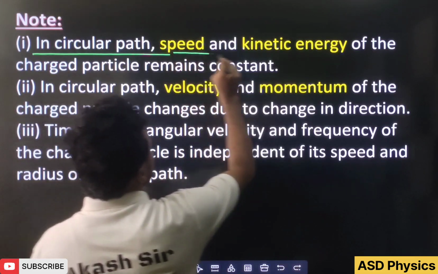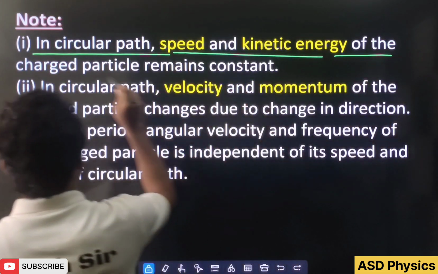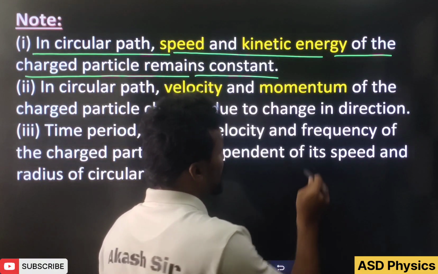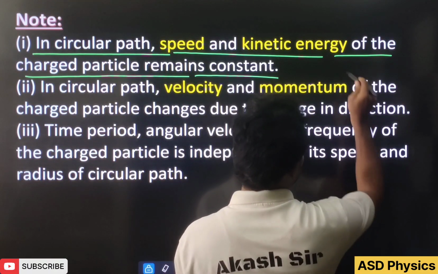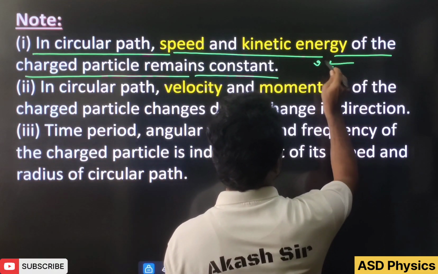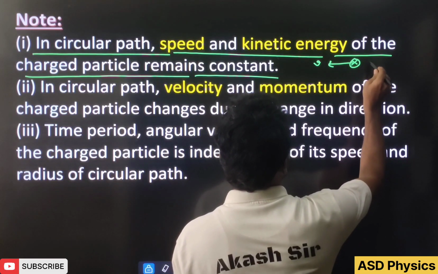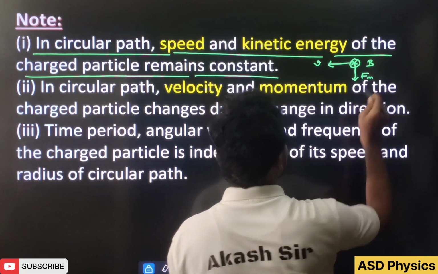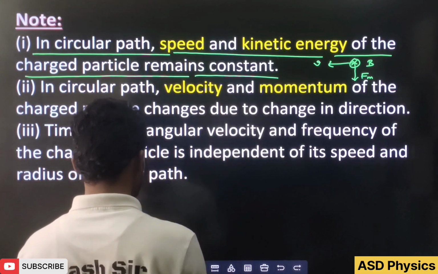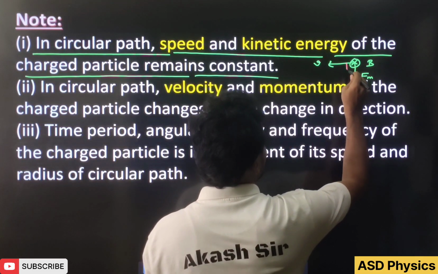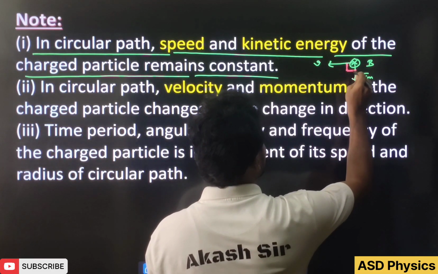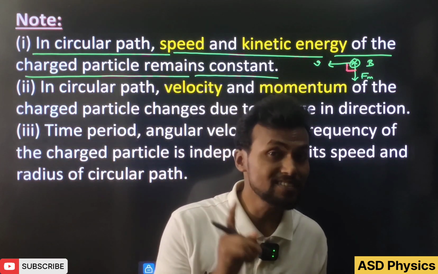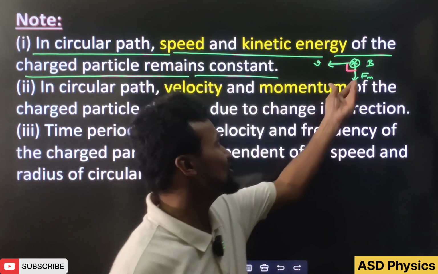In circular path, speed and kinetic energy of the charged particle remain constant. Why? Because, if you remember, the velocity was in this direction, no? The magnetic field was inside, and the magnetic force was acting in the downward direction. I told you previously, is it? So the angle between velocity and the magnetic force, how much here? 90 degree.